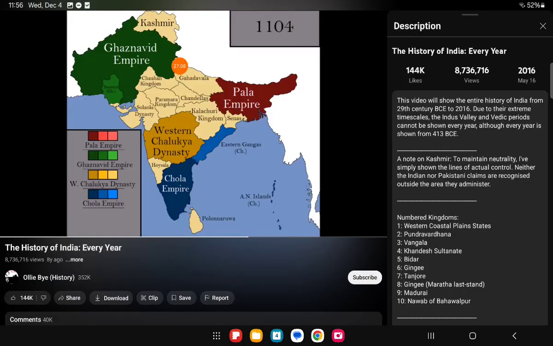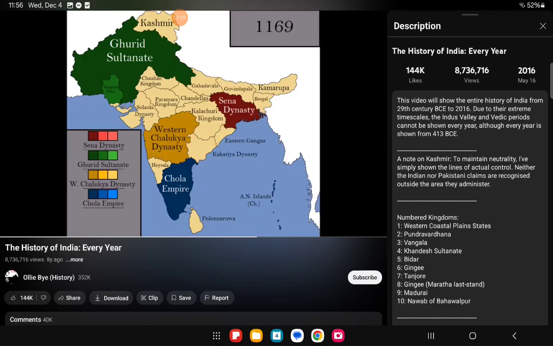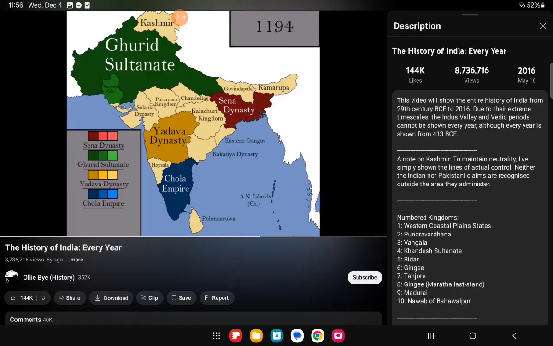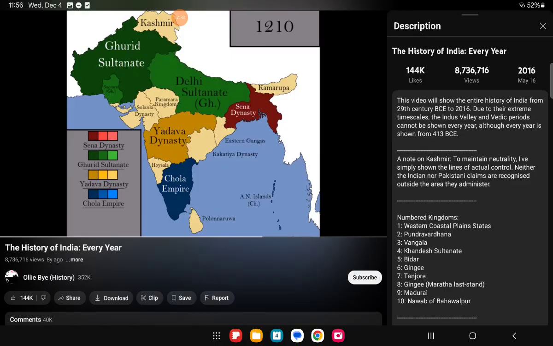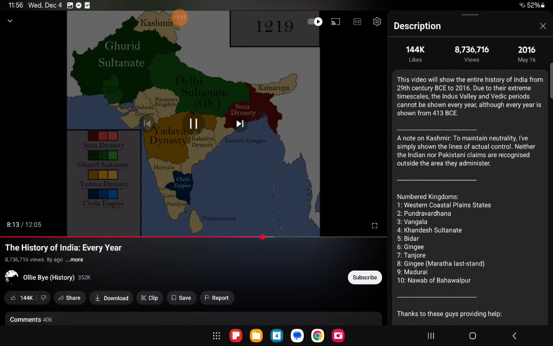And this part is no longer green. And the Delhi Sultanate is going to appear soon. The Cholas temporarily have some Chalukya land. The Ghurid Sultanate, it's now called. Oh look, the Senas. That's what they're now called. And the Ghurids are touching them again. The Senas are based... Oh look, the Delhi Sultanate is now here.